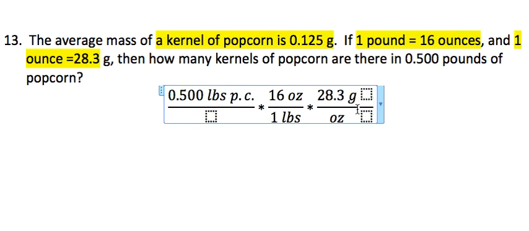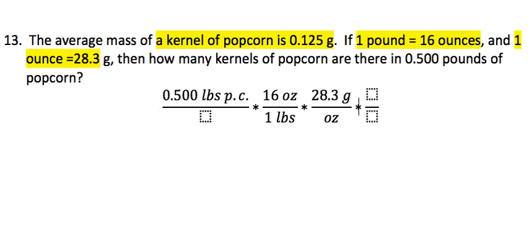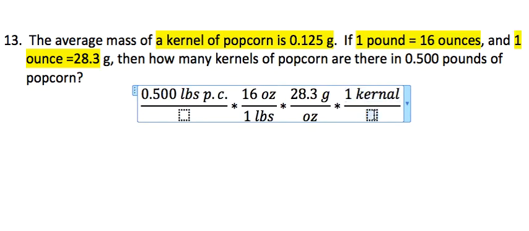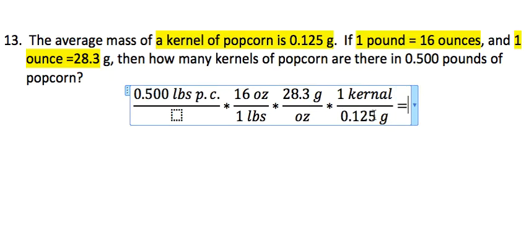Okay, so now I'm looking at grams. Again, my pounds have crossed out, my ounces have crossed out. Now I'm looking at grams. And my last conversion factor tells me 1 kernel, which is the unit I want. So I'm glad that one's going to be on top. And I'm going to put 0.125 grams on the bottom. All right, so I'm going to multiply everything on the top, and then I'm going to divide everything that's on the bottom.